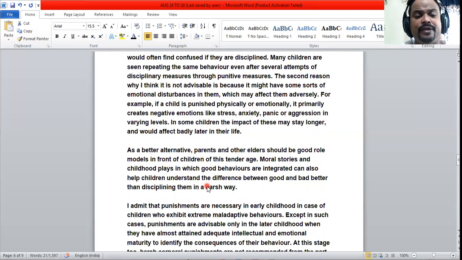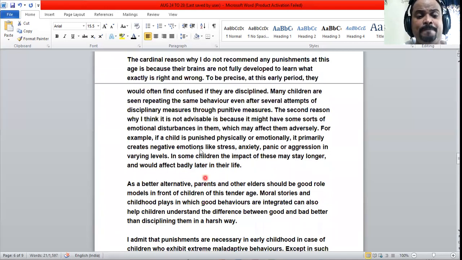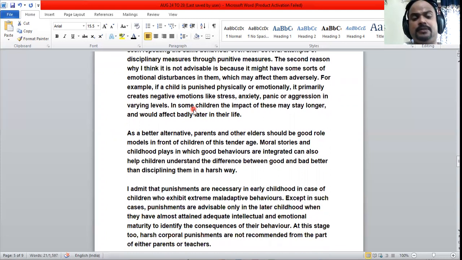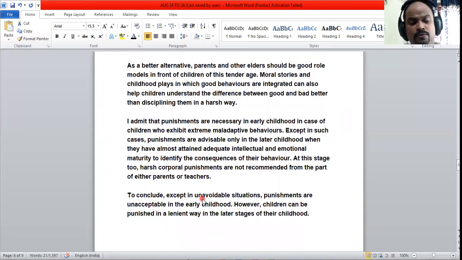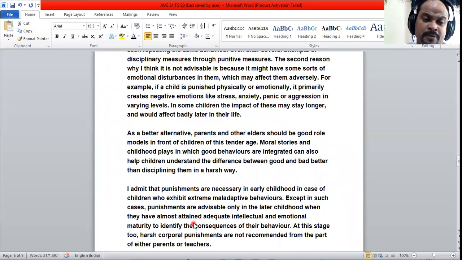We have framed the three paragraph body. The first paragraph, why I oppose the punishments. The second paragraph, if you oppose, what is the alternative? Now, in what cases we can give punishments, and the conclusion. So this is the summary of the basics.